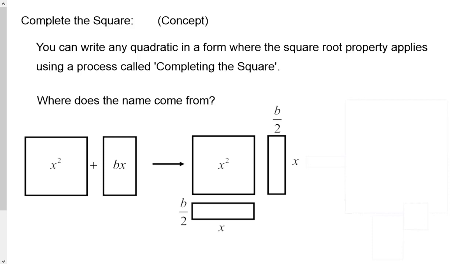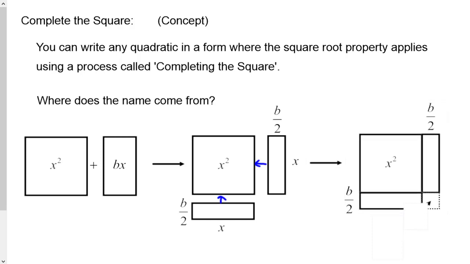Now, if I push these over to where they line up, I'm going to end up with a figure like this. This little missing part right here, you could probably guess what the area is. But the thing about it is, if I knew what that part was and I included it, I would have a complete square trinomial.